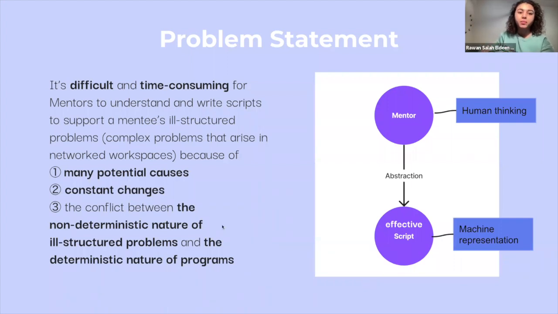Specifically, it's difficult and time consuming because for a given situation, there are many potential causes, there are constant changes, and there's a conflict between the non-deterministic nature of an ill-structured problem and the deterministic nature of computer programs.